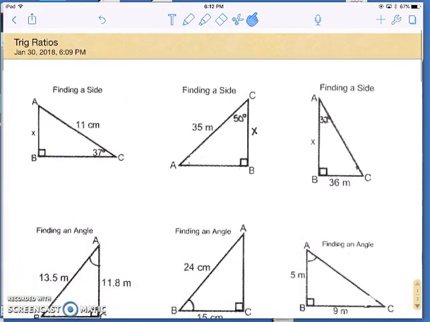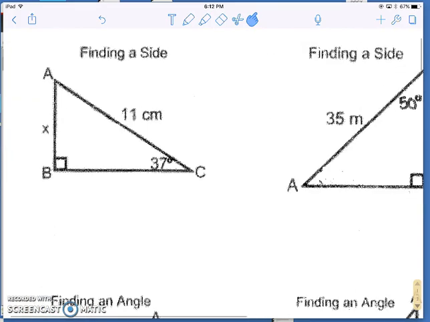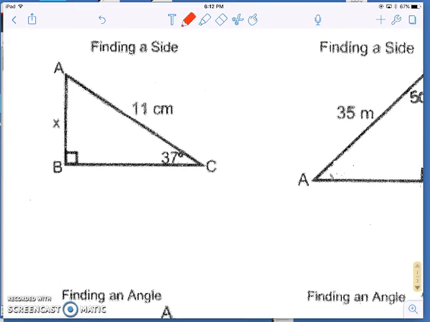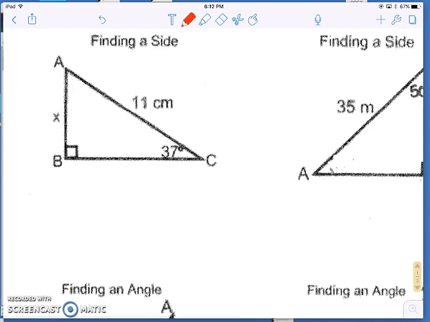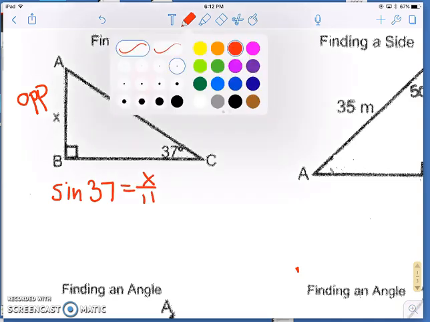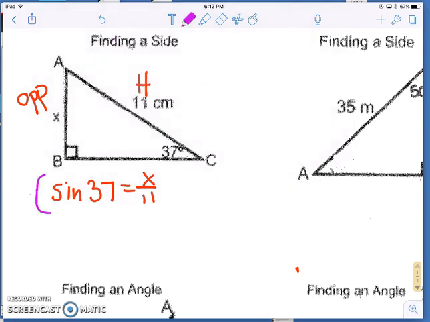So if we take a look at a couple of the problems here, this first one, if we have our angle right here, this is obviously our hypotenuse. And then here's 37 degrees, so this is the opposite, so that's dealing with sine. So we can set it up that the sine of 37 equals x over 11. And then, how do we solve for x? We can multiply each side by 11. So we have 11 times the sine of 37 equals x.